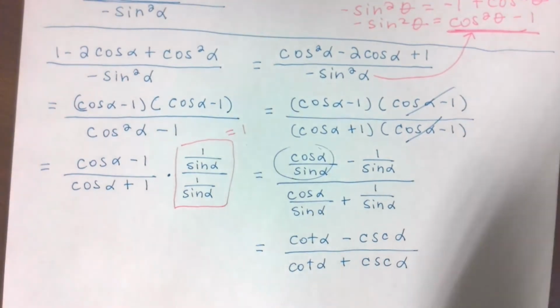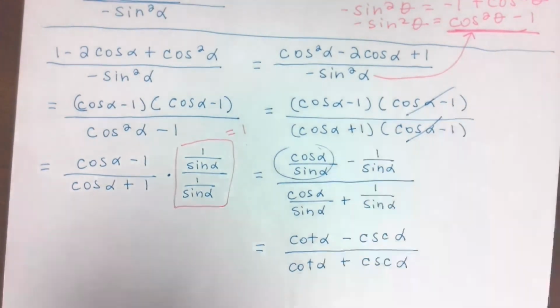So when you're trying to find out what identities to use, just look at the other side, at what you're trying to get, and then try to find a relationship between those two in order to find the one that works for you.